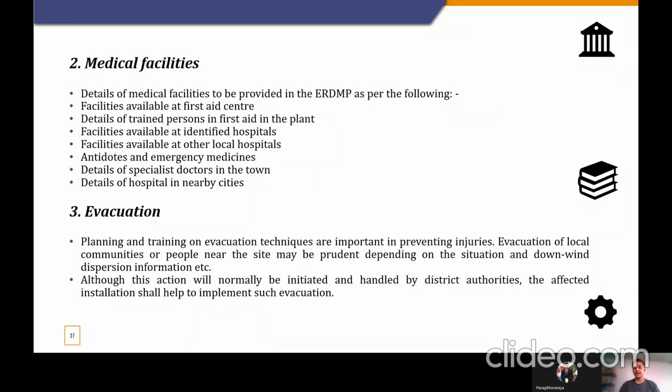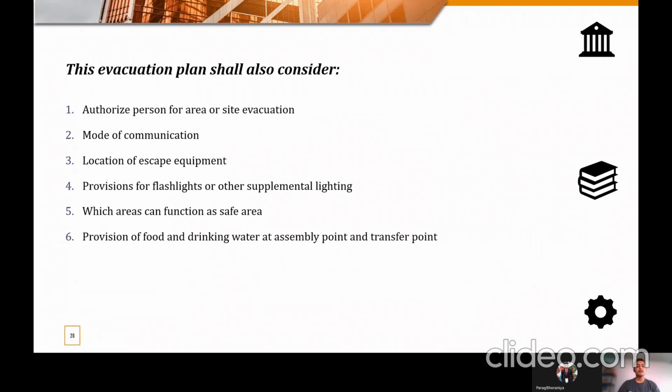Also, the wind direction is very important during the evacuation. In the specific case of fire and gas leakages, wind direction plays an important role, and that factor should also be considered in the evacuation plan. It is normally handled by the district authorities and the industry, the installation manager or the installation professionals.